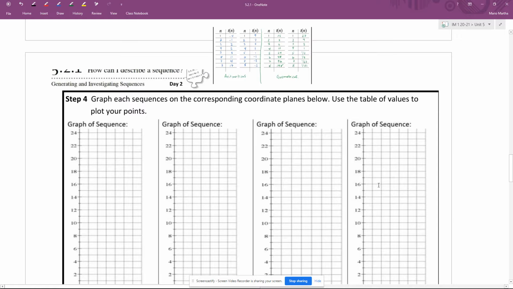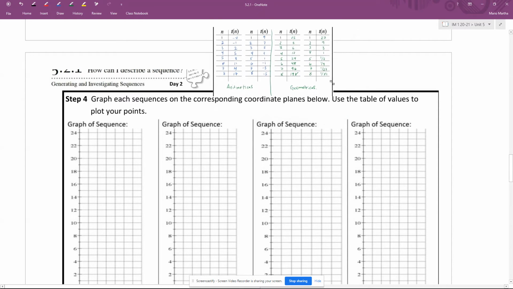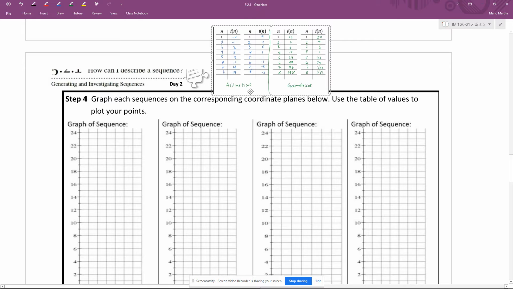Today's topic 5.21. This would be part 3, day 2 of the lesson, pretty much. So we're going to start off again where we left off yesterday, where we were talking about the sequences. We created a table yesterday. We had the arithmetic and the geometric sequences. From yesterday, what we discussed is that the arithmetic sequences change by addition or subtraction, and the geometric sequences change by multiplication or division.